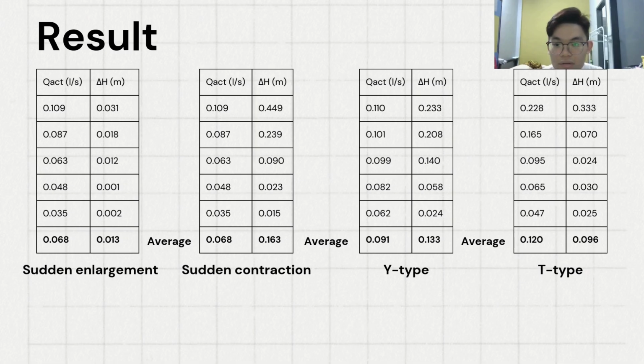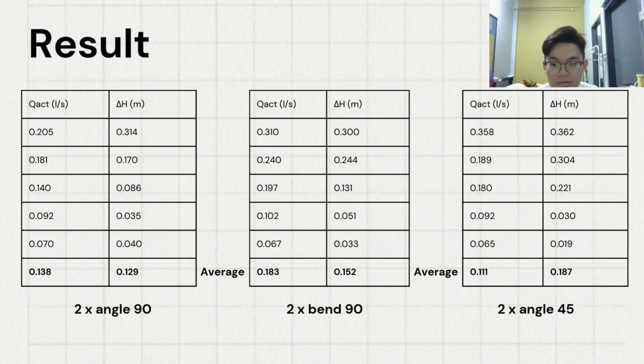We record the Q and the delta H for the sudden enlargement, sudden contraction, Y type, and T type also. And also angle 90 and bend 90, also angle 45.